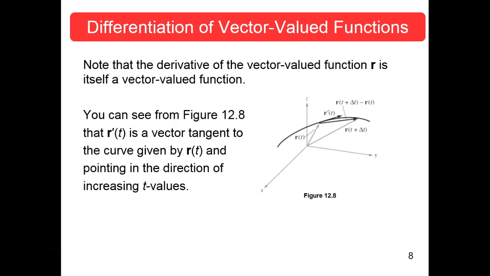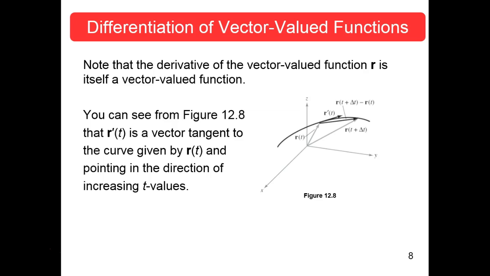You can see from figure 12.8 here that r prime of t is a vector tangent to the curve given by r of t and pointing in the direction of increasing t values. So if this is your r of t vector here, and it's increasing as you're going in that direction, here is your r of t. Your r of t plus delta t must be somewhere over here. And as delta t goes to 0, this one gets closer and closer to that one until you have the tangent line.